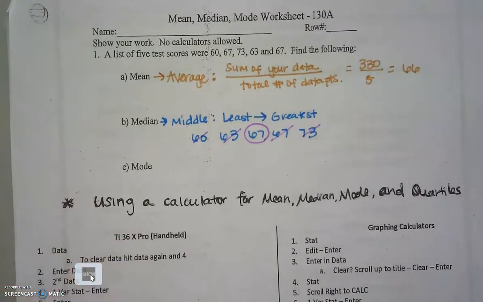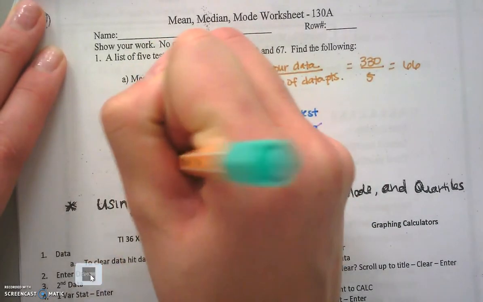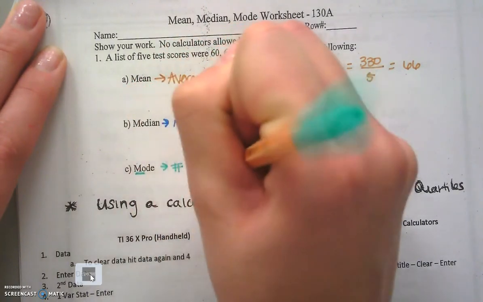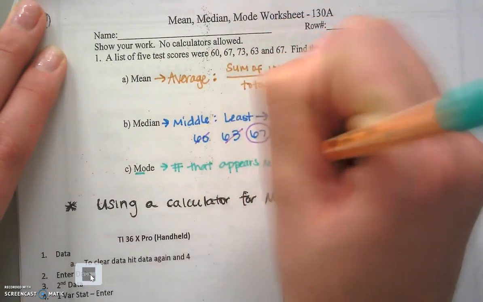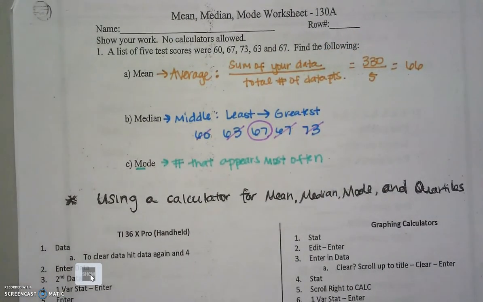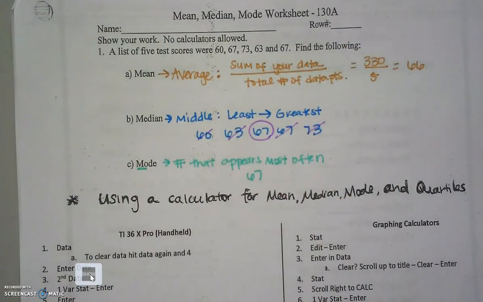Your mode. Mode has a key phrase in there too, or a hint onto what it is. Mode, M-O, means most. The number that appears most often. Now, if you have several numbers that appear the same amount, like 2 5s, 2 6s, 2 7s, those are all your modes. Here, I only have one mode. It is 67. It appears 2 times.